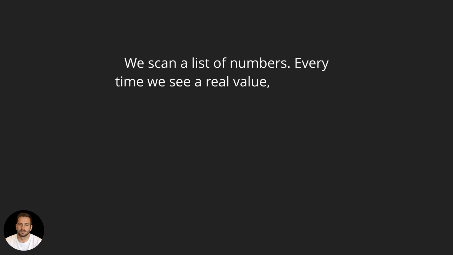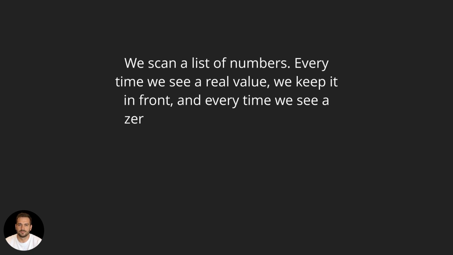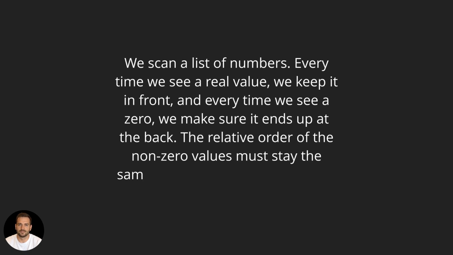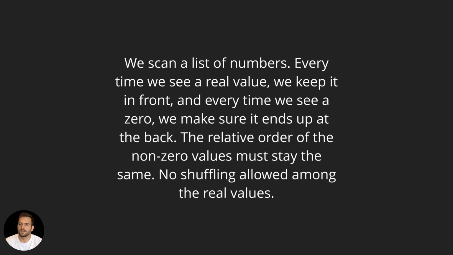Let's rephrase it in plain English. We scan a list of numbers. Every time we see a real value, we keep it in front. And every time we see a zero, we make sure it ends up at the back. The relative order of the non-zero values must stay the same. No shuffling allowed among the real values.